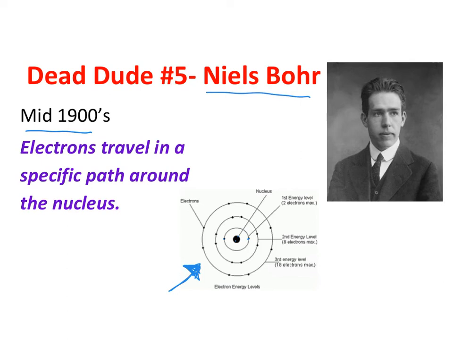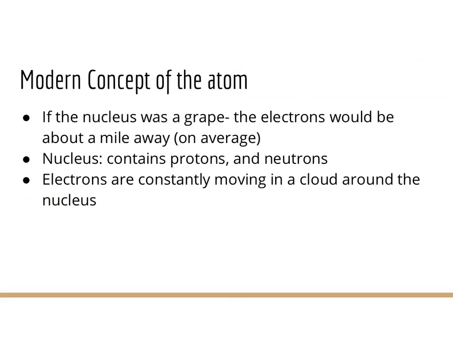But it is not the current model that we use in chemistry in the scientific community. We're not going to learn too much about the current model because it's very complicated. There's a lot of physics that goes into it, but I do want you guys to know that it exists. So in our current modern concept of the atom, we have our nucleus, which is very, very small. Atoms are mostly empty space. If the nucleus was the size of a grape, electrons would be a mile away from it on average. Our nucleus, again, contains protons and neutrons.